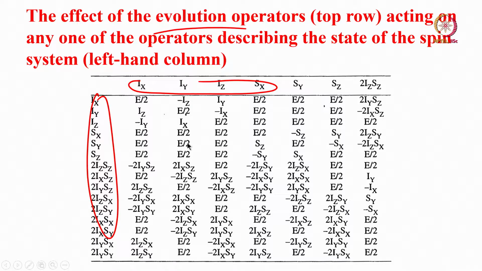I told you, if you apply a pulse on the I spin, the S spin will not be disturbed. You can independently evaluate the application of the pulse on the I spin and the application of the pulse on the S spin. So like this, all these things we can discuss.